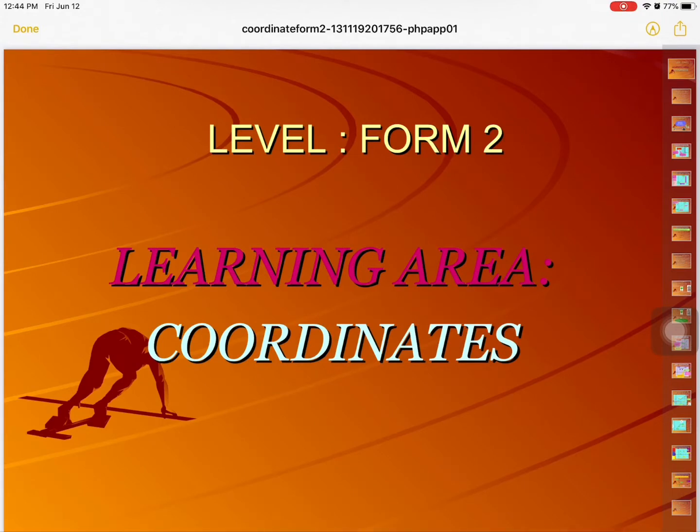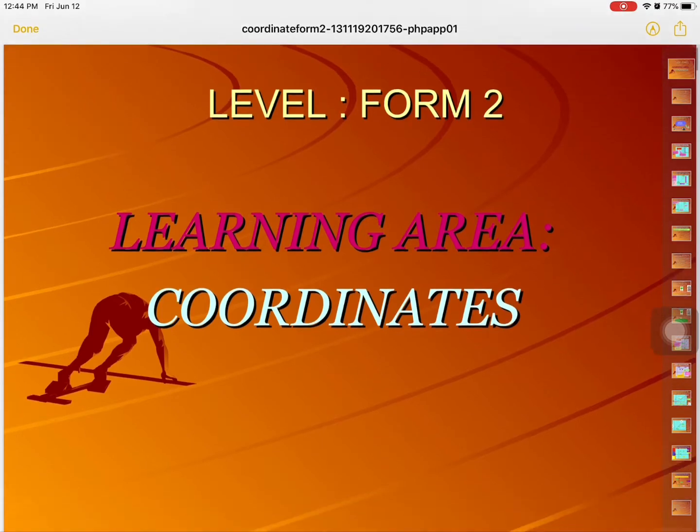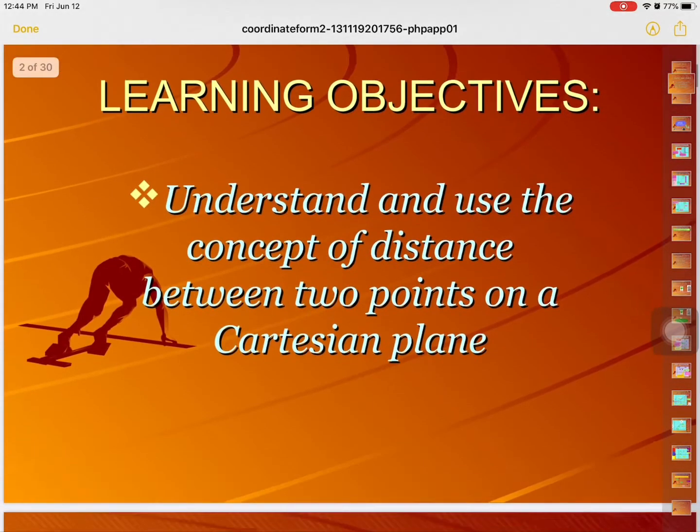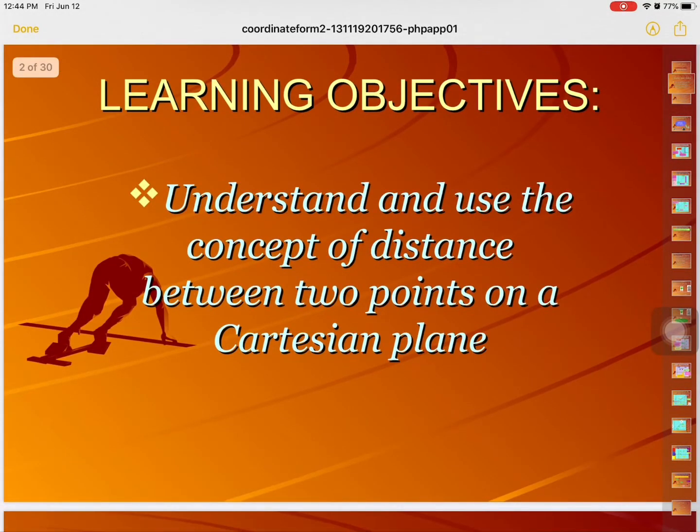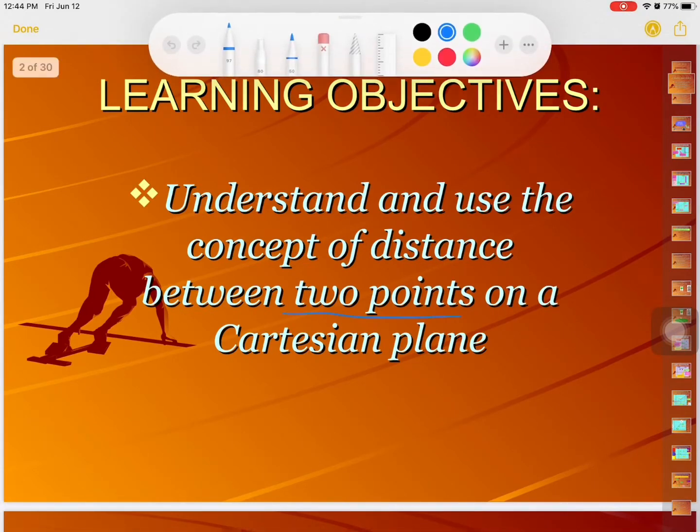So today we are going to learn a new topic which is coordinates. This is in level form 2. So let's start. The learning objective today is to understand and use the concept of distance between 2 points on the Cartesian plane. It must be 2 points on a Cartesian plane. A Cartesian plane is where you have the y-axis and x-axis.